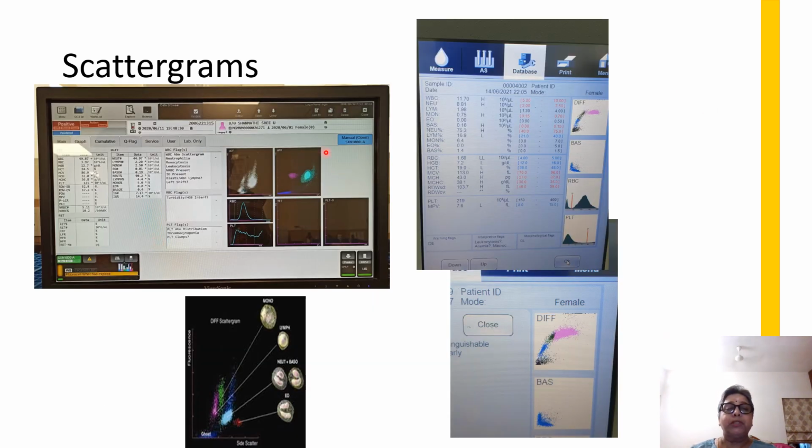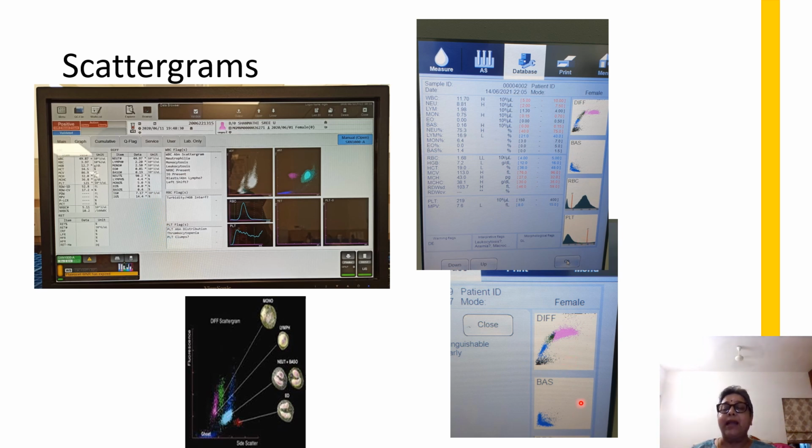Further scatter plots. This is from your Sysmex, where you have the various WBCs. You have the histograms for the RBC, histogram for the platelet. This is the normal scatter plot where the different cells can be identified. This is again a scatter which is found even in low-end cell counters. So a baso scatter, a differential or the other WBC scatter. This is your RBC histogram and this is your platelet histogram.